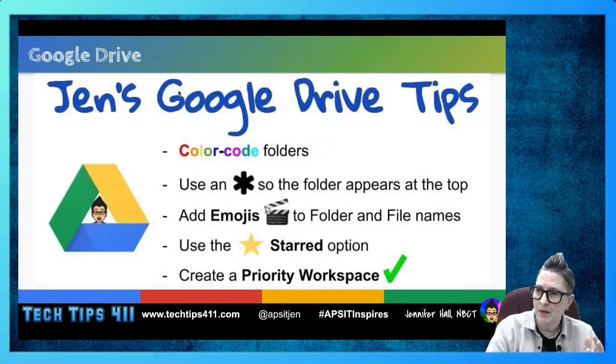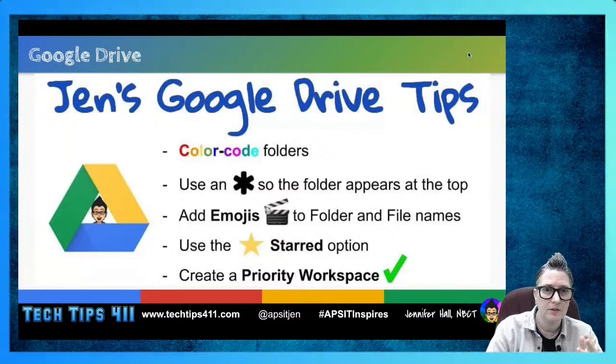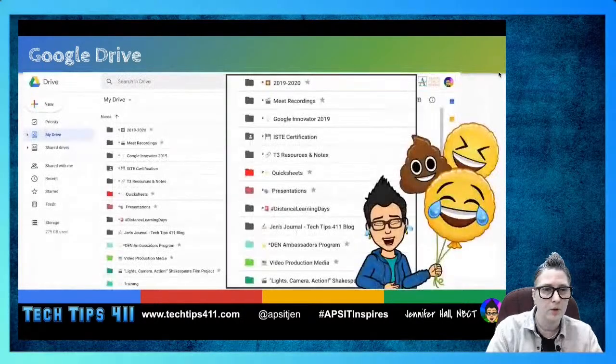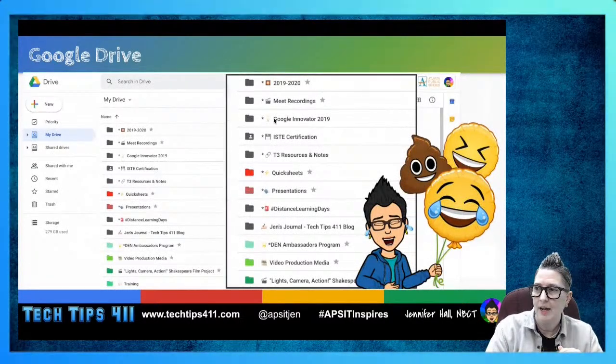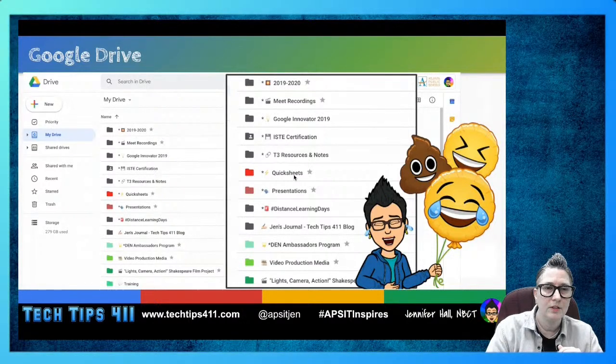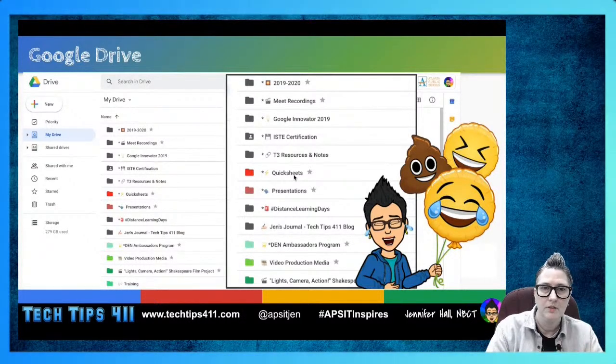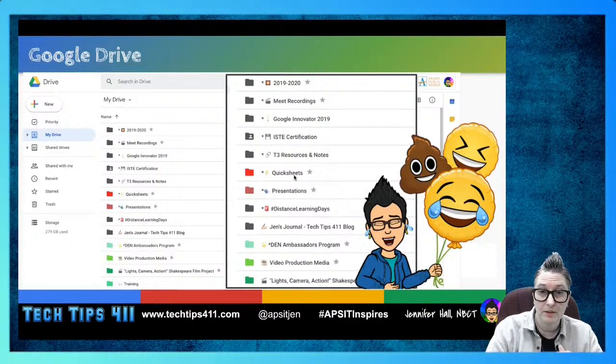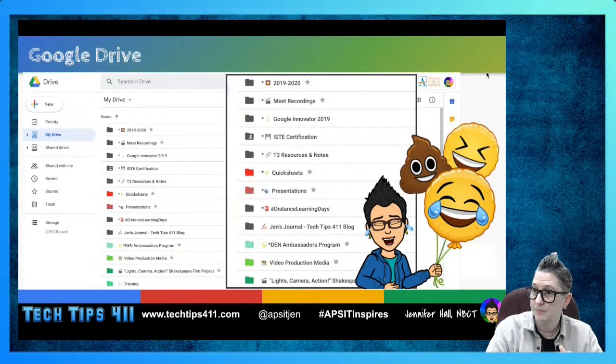So those are some of my favorite tips and tricks to know about Google Drive as you're getting organized for next year. Again, being able to add those star asterisks, color coding, as you can see, adding in those emojis, just kind of makes it visually a little easier to find things in your drive.